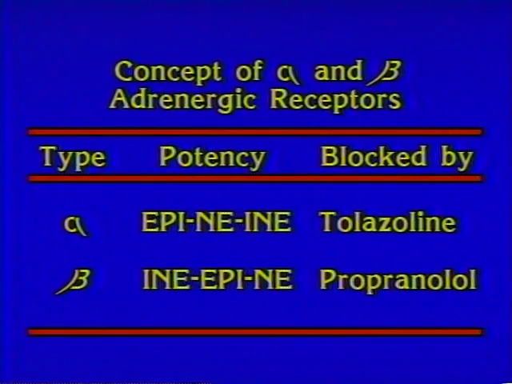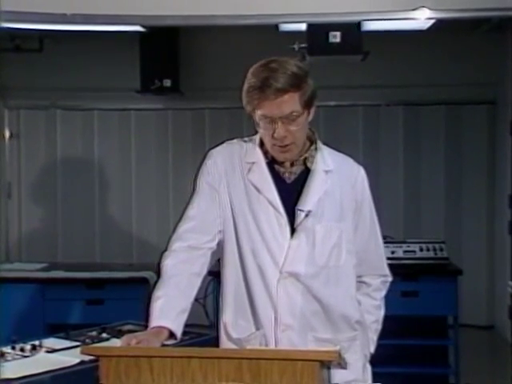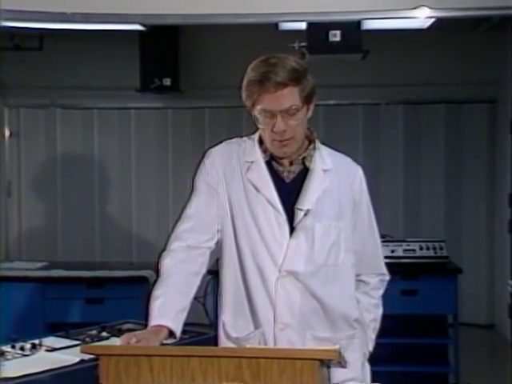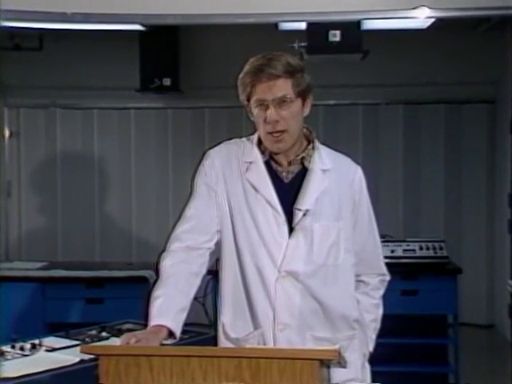Beta receptors have the following order of potency. Isopropyl norepinephrine is more potent than epinephrine, which in turn is more potent than norepinephrine. And Ahlquist proposed that drugs would be developed which could in fact block these responses. Propranolol, one such drug developed, will in fact block these responses. Now, Ahlquist's hypothesis was confirmed by the development of drugs that selectively antagonized alpha and beta receptors.